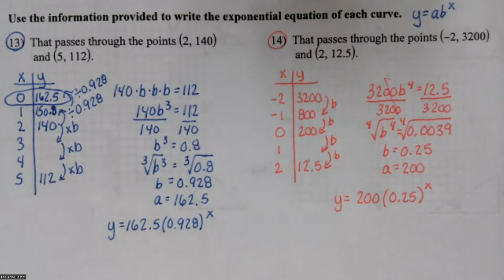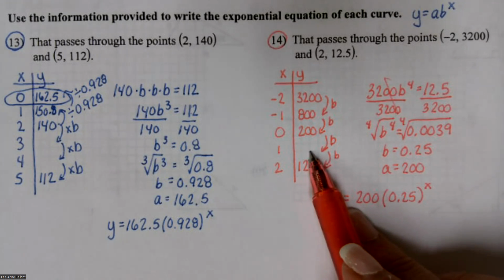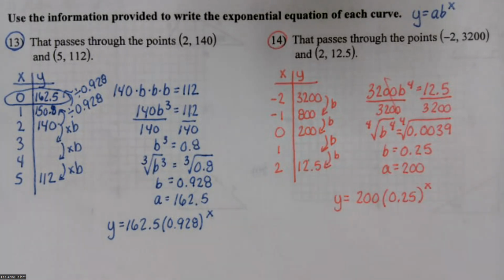Yes, nope, you can. As a matter of fact, I highly suggest it because it's a really great way to check your answer to make sure that if you multiply by 0.25, it makes sense for this, and then multiply by 0.25 again and make sure that it's 12.5. I'm just too lazy.